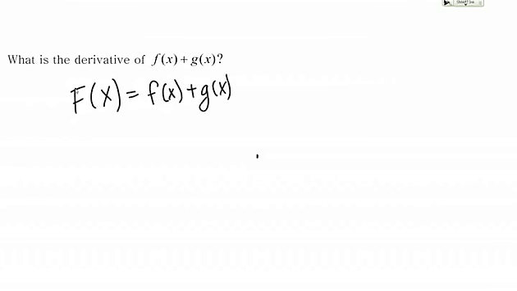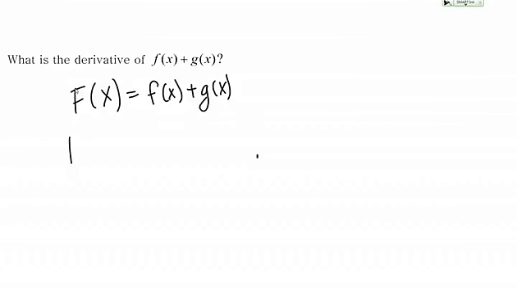Let's try to figure out a rule for taking the derivative of a sum of two functions. So here I'm asked, what is the derivative of f of x plus g of x? So let me refer to this sum as capital F of x. So capital F of x equals little f of x plus g of x. I'm going to use the definition of the derivative to take the derivative of capital F of x.